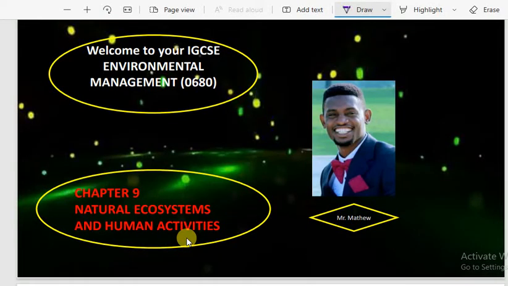Two aspects of this topic on environmental management, chapter 9.